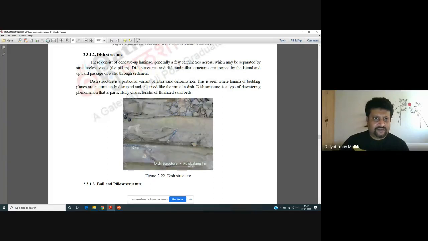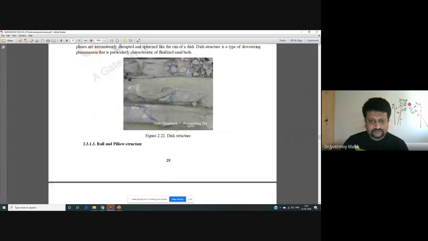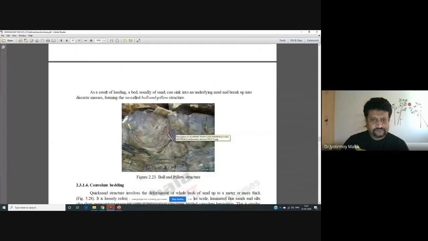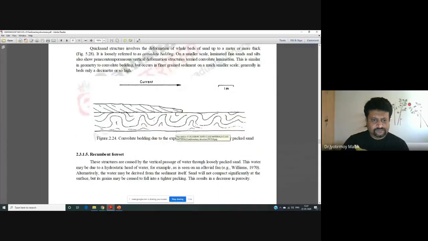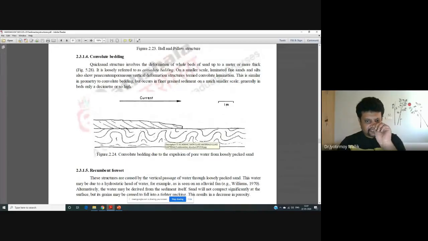Yeah, some more. If the load casts are of course having a disc-like shape, we call them disc structures. You can see here the development of flame again. So these are the convolute laminations or convolute beddings, as you can see, and this is the example that I was giving. And these convolute laminations are very well exposed in Jabalpur.